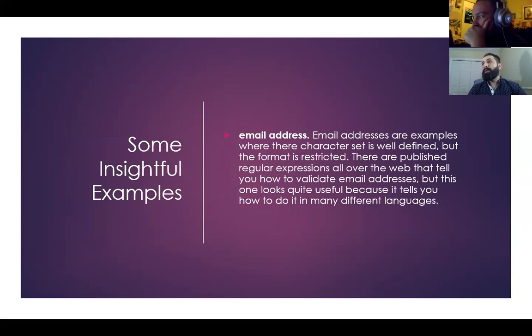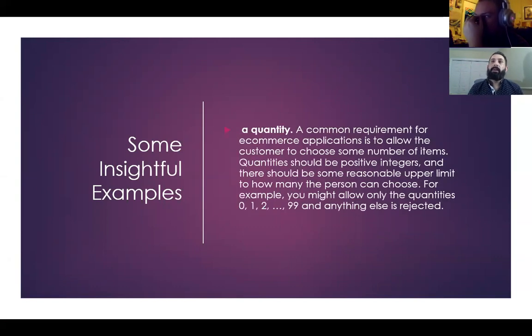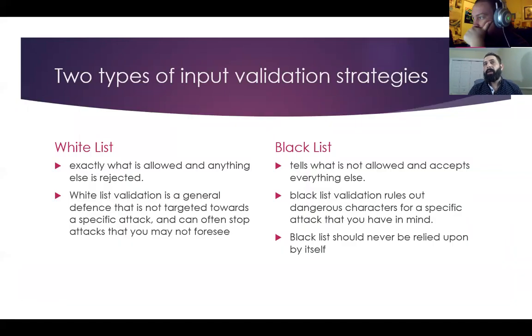Email address. An email address will always be something at Gmail, Yahoo, or whatever, .com, .net. So I need to validate this. If I don't validate, I will have bad data. Quantity. What if I want to have 900 or 100 and my quantity is like A or B? That cannot be. Two types of input validation strategies we have: whitelist and blacklist.